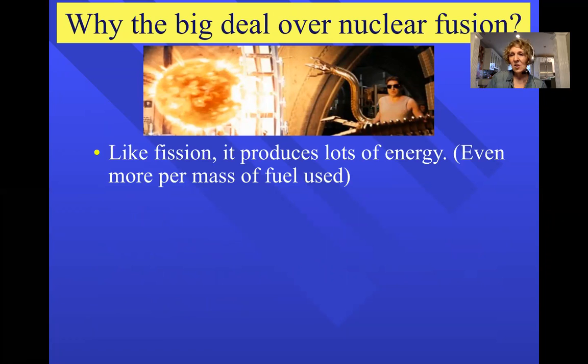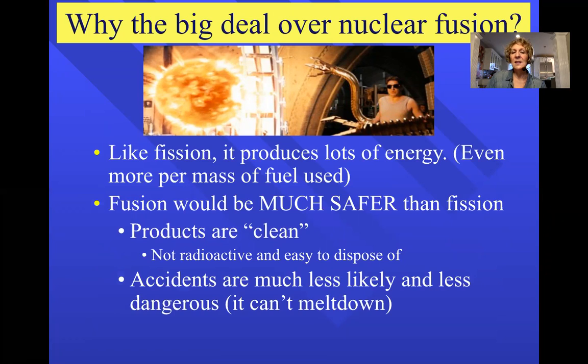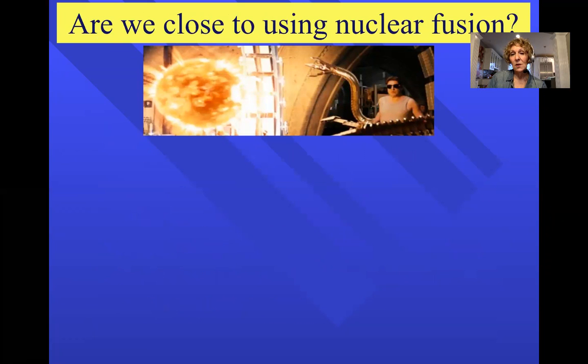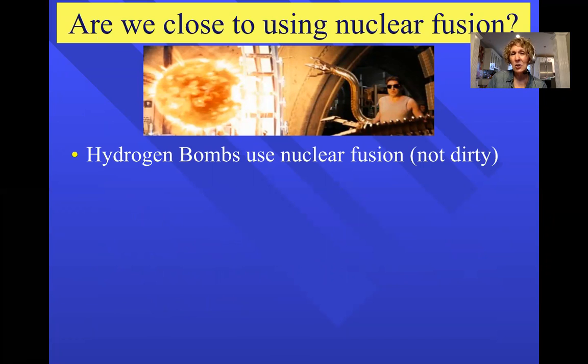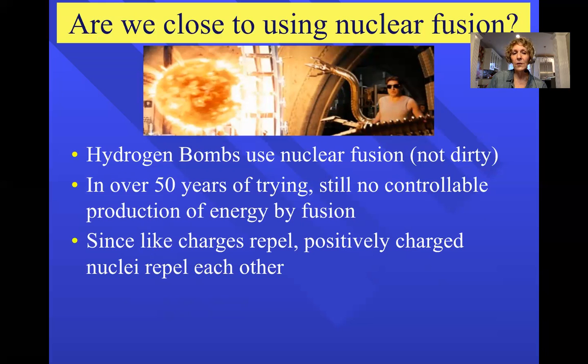And so what is the big deal about nuclear fusion? Well, it produces a lot of energy, and it would be much safer than fission because there are no radioactive byproducts. Accidents are less likely to happen and less dangerous. And the amount of fuel that is used is very small. So we really, really want to be able to get to nuclear fusion. A hydrogen bomb is a weaponized version of nuclear fusion. And we're still trying to learn more about how to help our energy needs with nuclear fusion.